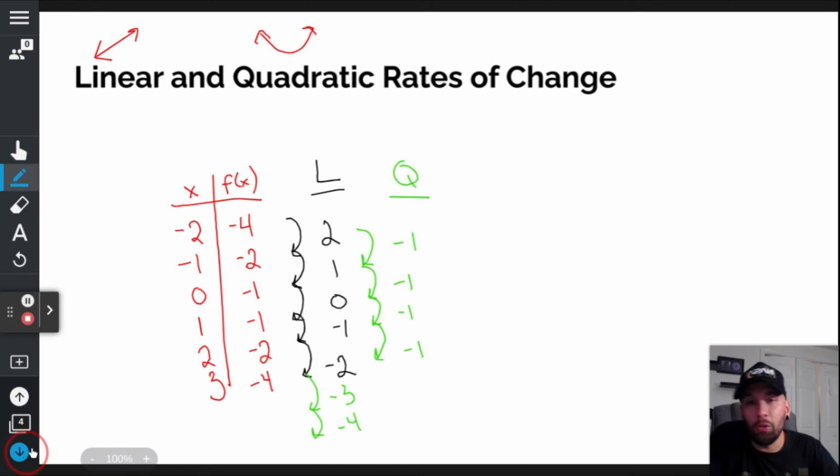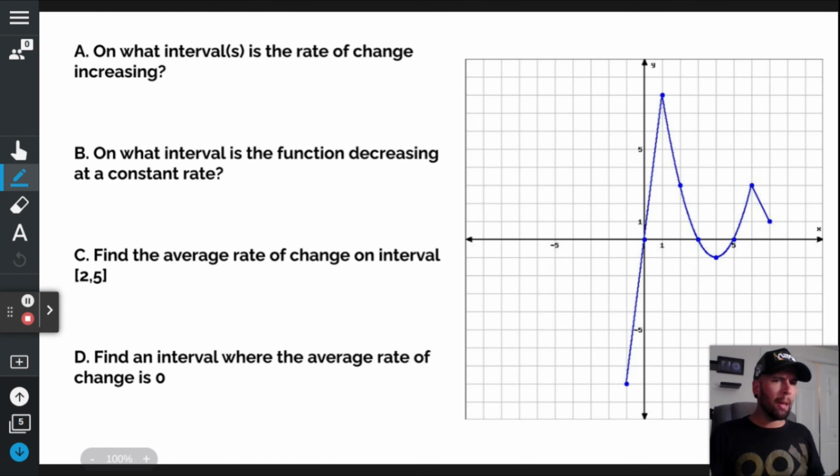I'm a math person for a reason. Words are not my thing. So let's just do a bunch of examples and see what we got.